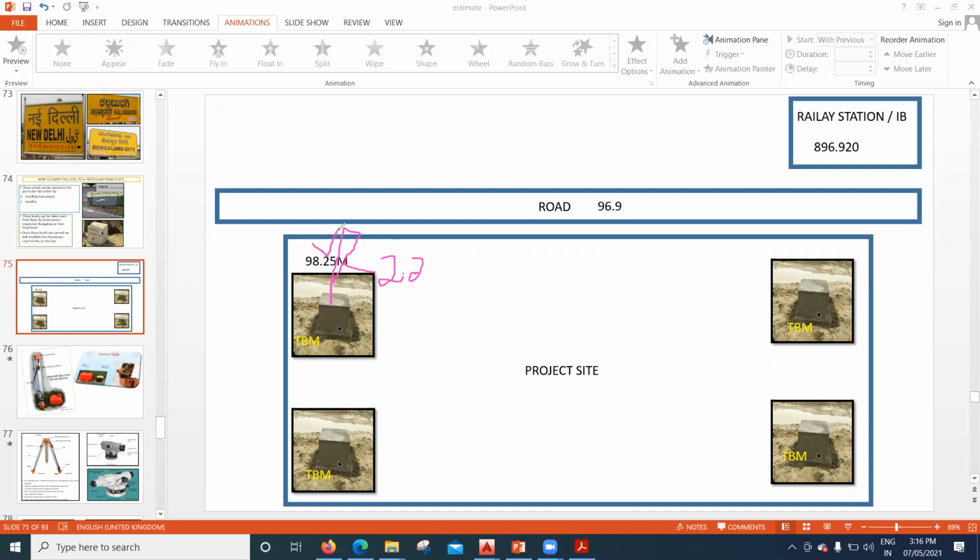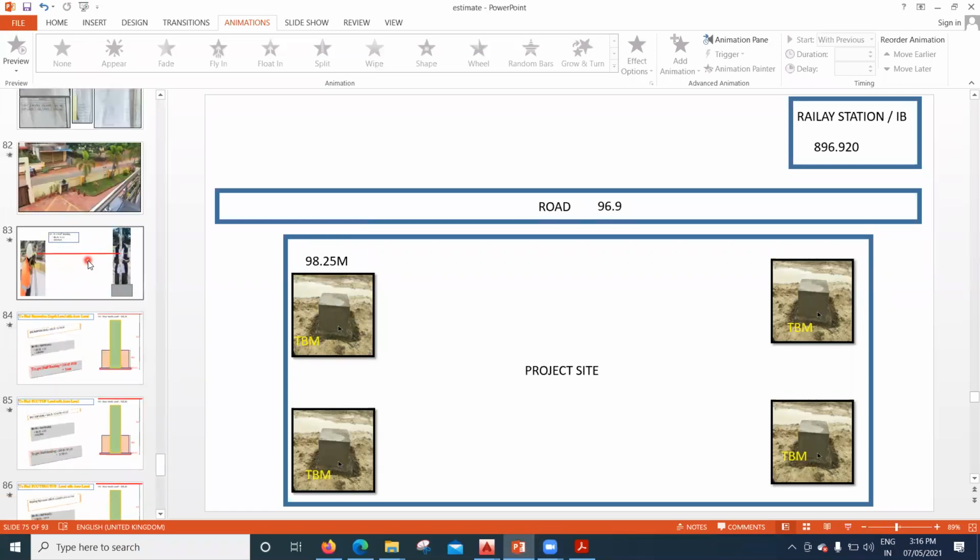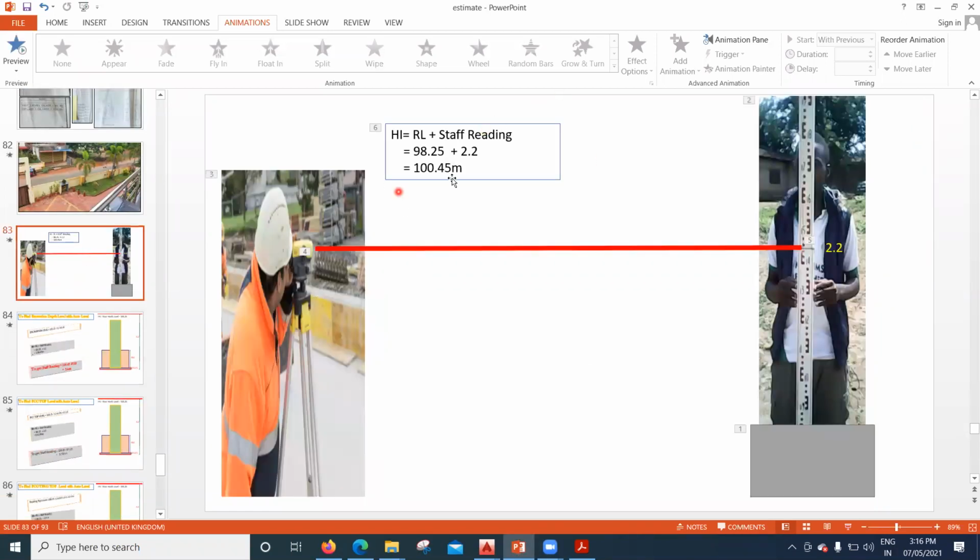From where do we get this 98.25 meter? Either you can take it from the road level, or you can bring it from the nearby railway station where the permanent benchmark is written, right? I hope this basic understanding is clear. Up to here the points are clear, there shouldn't be any doubts left. In the next lecture, I'll be explaining how to take the PCC level.